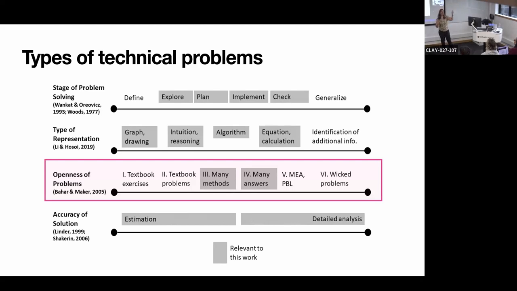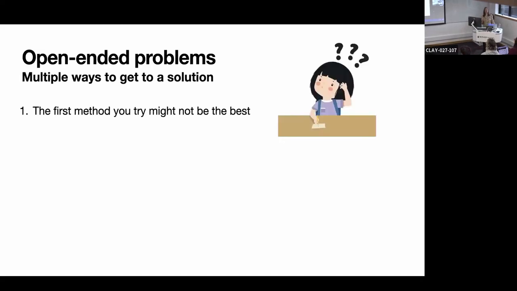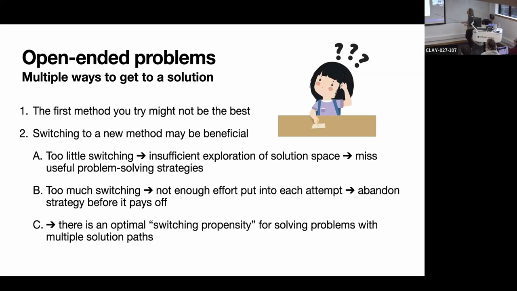One of the interesting things about this part of the spectrum, so for all of us that have done research, what we know is that typically speaking, the first method you try is probably not the best, right? You've done this. And it probably can be beneficial if you want to switch to another method. Now this turns into an interesting optimization problem. If you're too hesitant to switch, you don't explore the solution space sufficiently, and so you're going to miss some useful problem solving strategies, because you're too focused on whatever it is you're trying to do.